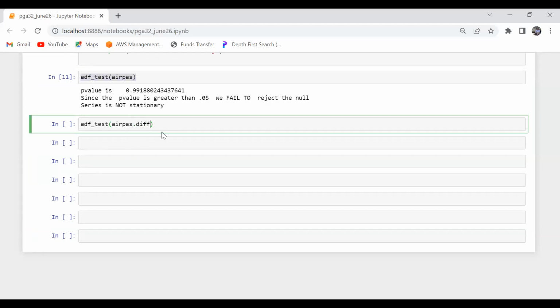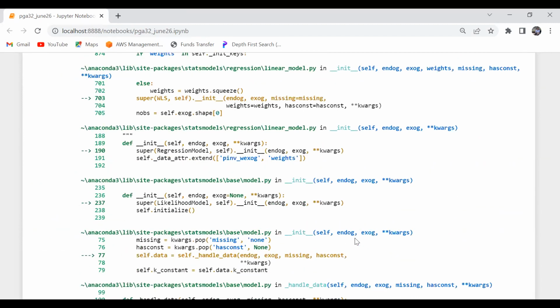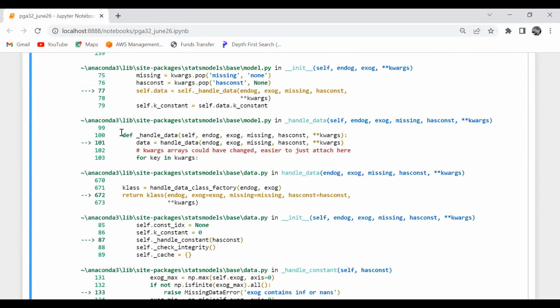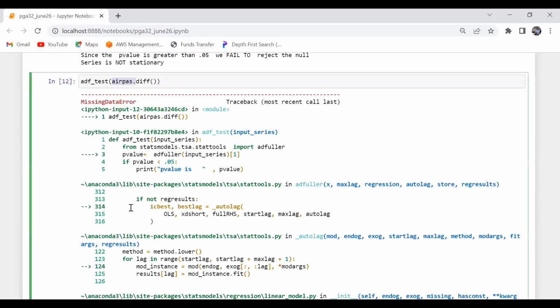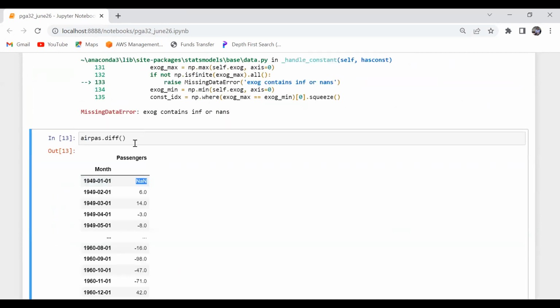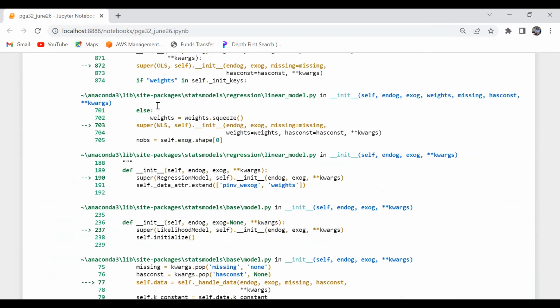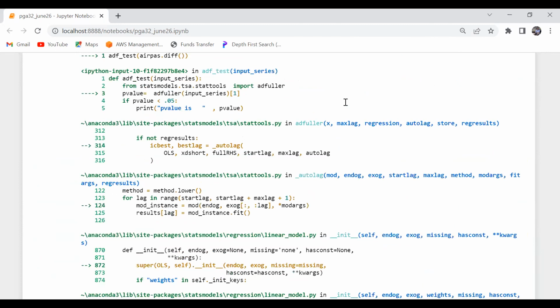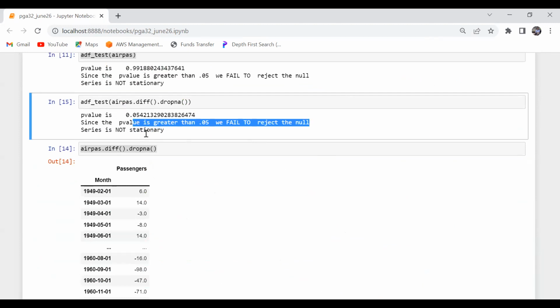Let me do differencing. What problem came in the air passenger test differencing? Okay, contains NaN. See guys, basically over here the issue is when you do the differencing, the first record would be NaN, right? So what I can do is drop NA, then let's see what happens. Let's pass this and see what's the p-value. P-value is 0.0542. Since p-value is greater than 0.05, we fail to reject the null. Series is not stationary.